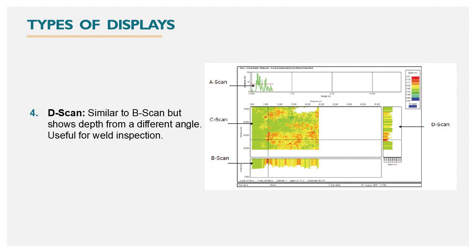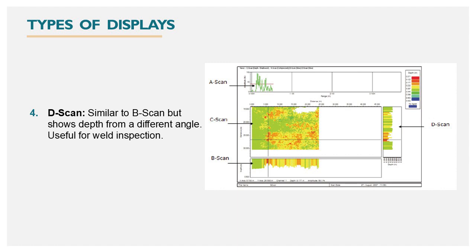It is similar to B-scan but shows depth from a different angle. Useful for weld inspection. The D-scan display. See, this figure shows a through-thickness view showing a cross-section of the test object perpendicular to the scanning surface and perpendicular to the projection of the beam axis on the scanning surface.